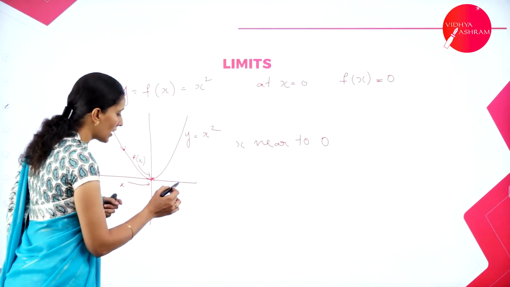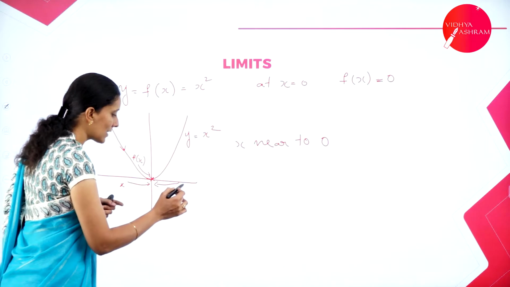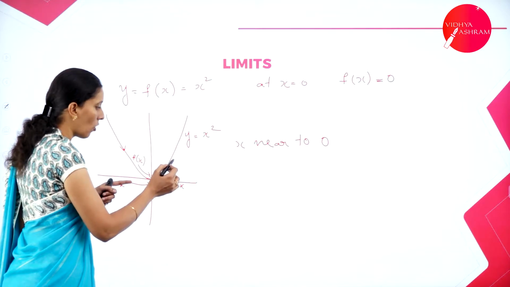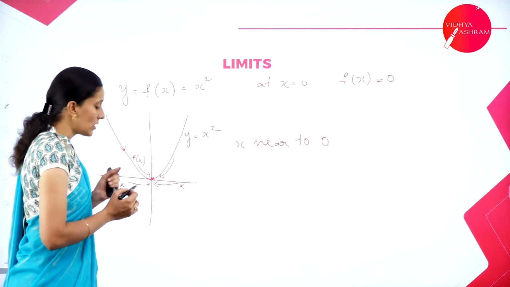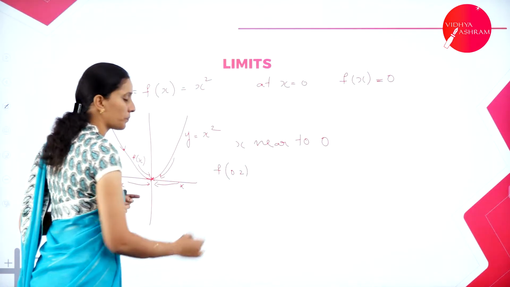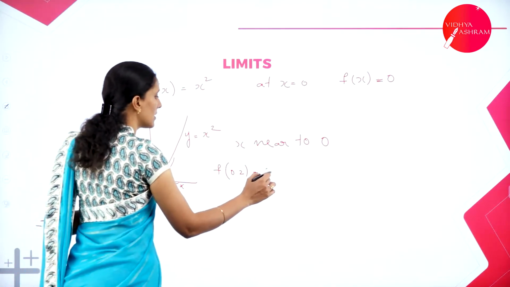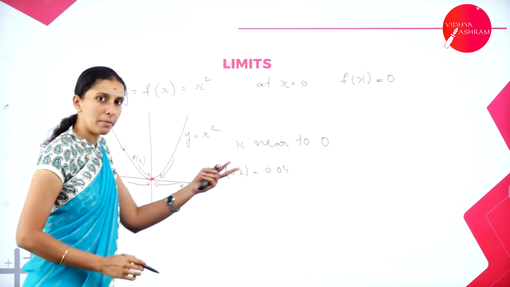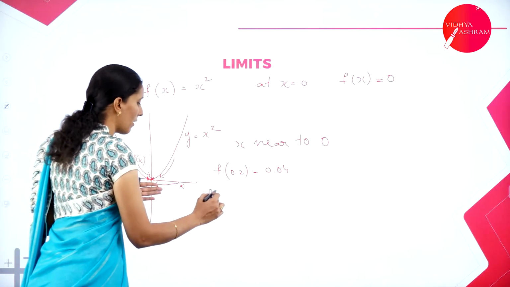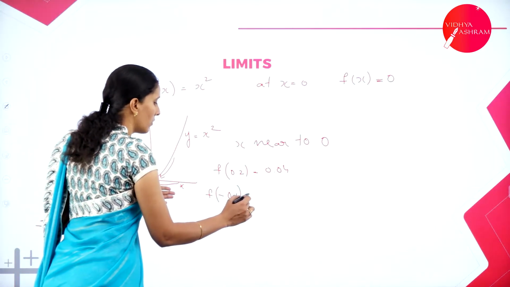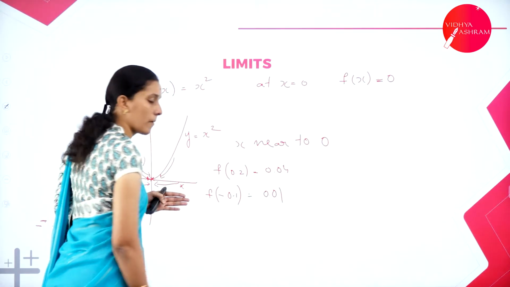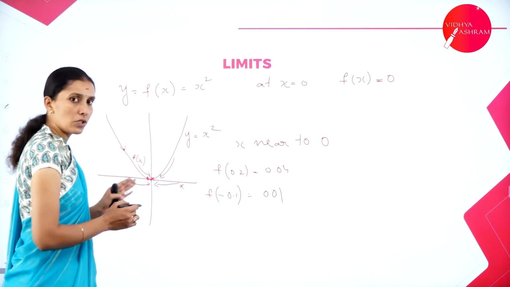Similarly, when you take the value from the right side, that is x approaches 0 from the right side, the value of f of x also comes to 0. Suppose you take any point, for example, f of 0.2. So what is the value? It is 0.04. It is approximately equal to 0. Similarly, if you take any point here, for example, f of minus 0.1, which is again 0.01, which is again almost equal to 0.